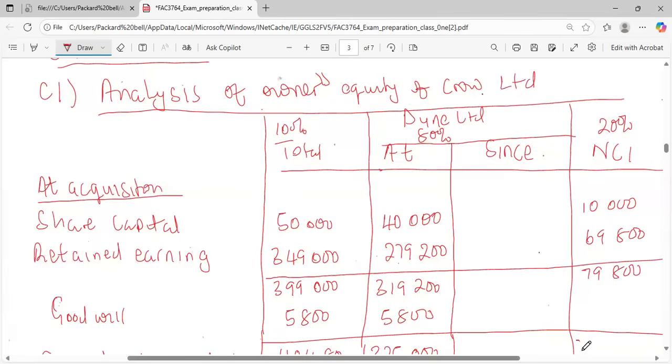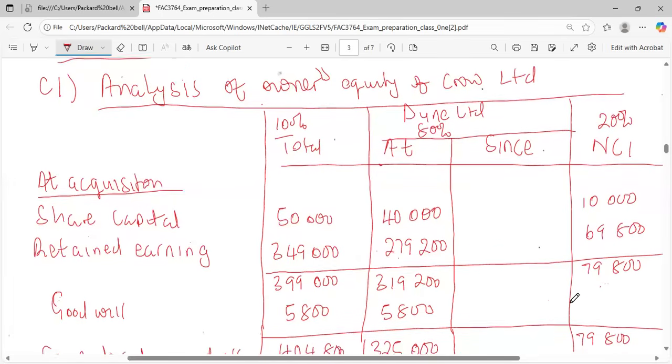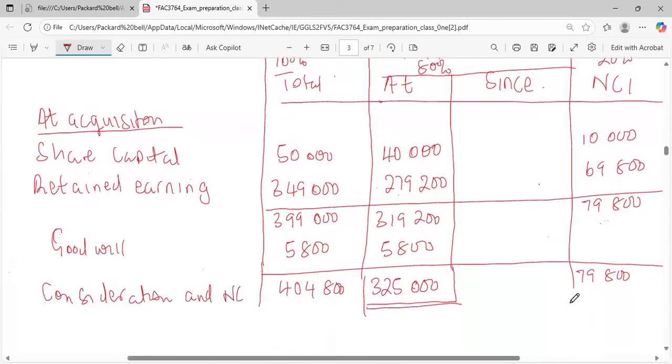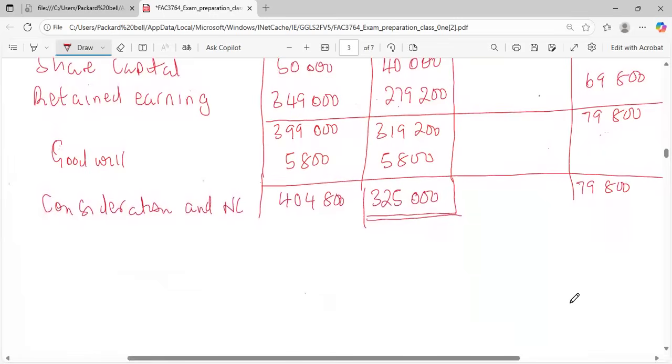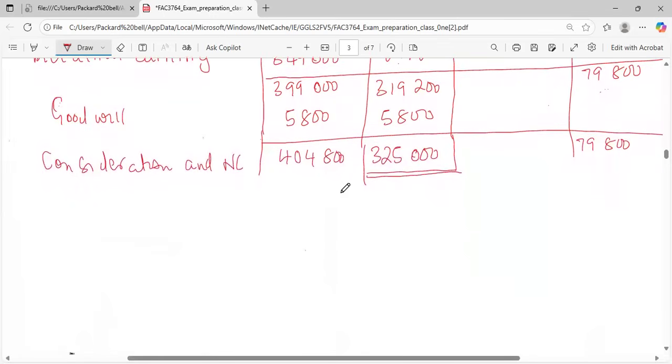79,800. Remember, they measure NCI at the proportionate share of the acquiree's net asset value. So we only have goodwill for the parent. If they were measuring at fair value, you could see that we're going to have goodwill for NCI here. Right, so there we are done. What do we do next? This is what happened at acquisition. What are we going to do next from what happened at acquisition?